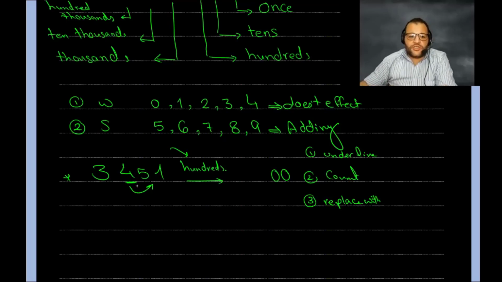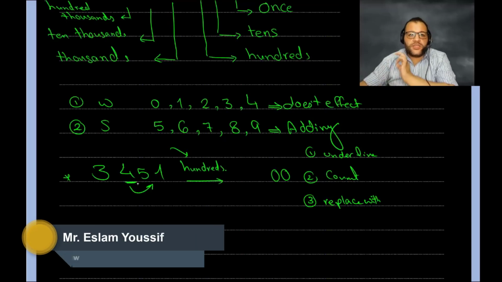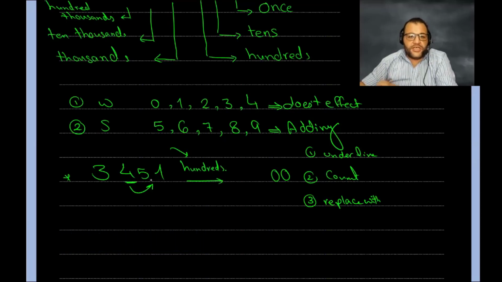What is the digit at the right? The digit at the right from the strong or from the weak numbers? No, the digit at the right, exactly right of 4. Exactly, the one at the right of 4. It's a strong digit, which is 5.